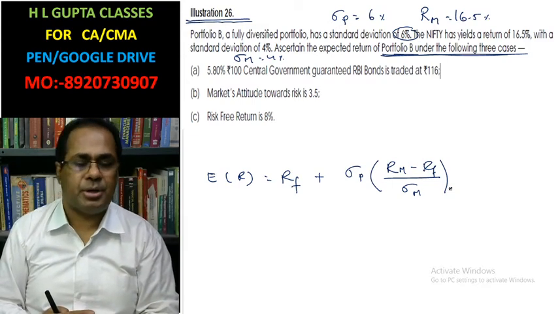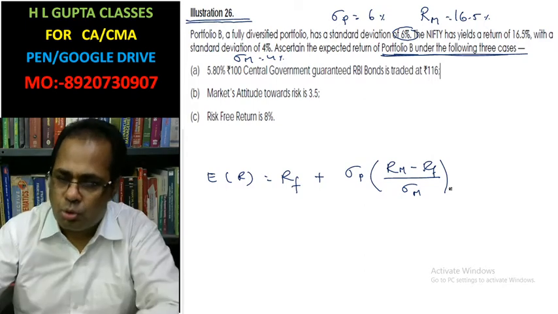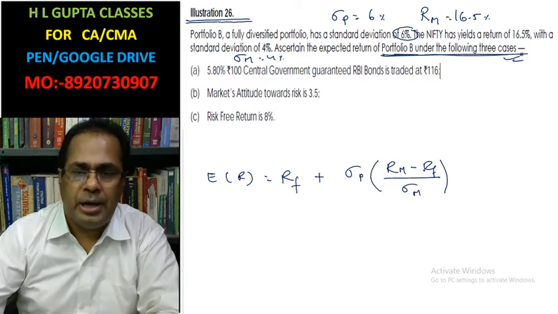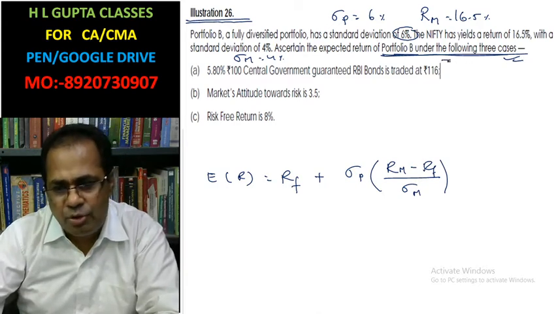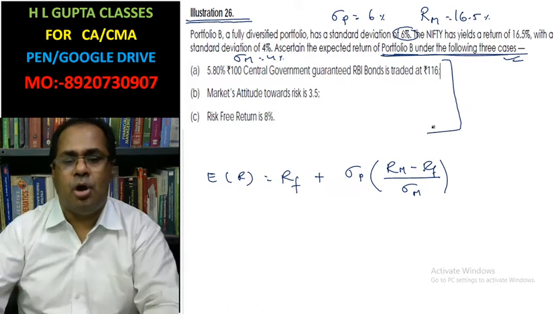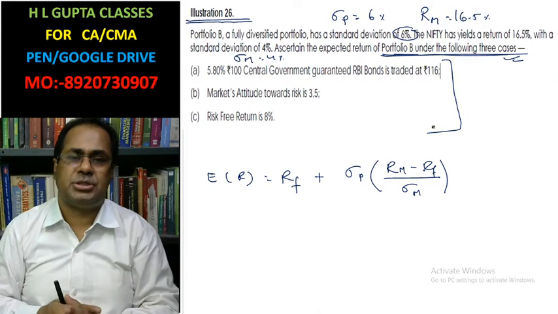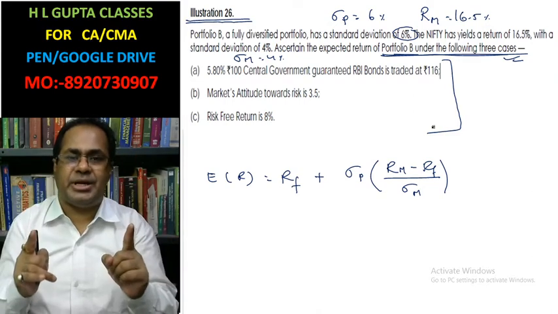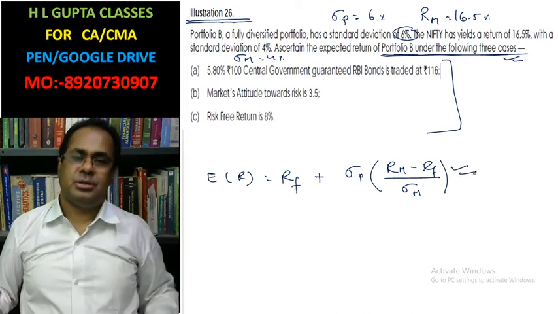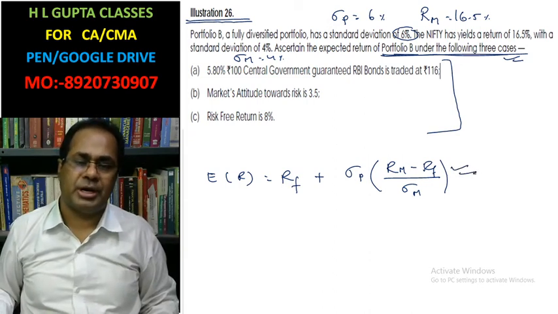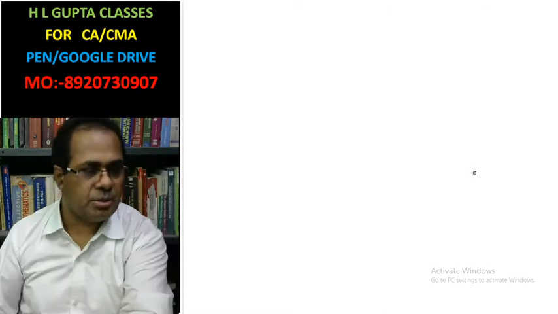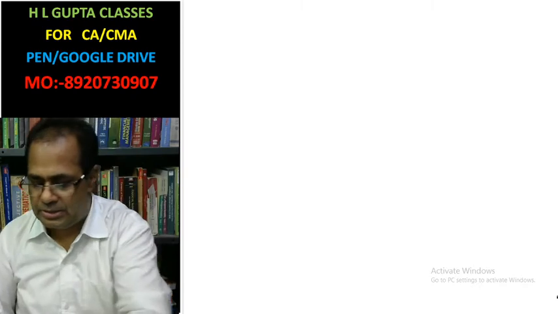This is said to be the capital market line. But in the question, the risk-free rate of return is not given, and three pieces of information are given for calculating the risk-free rate of return. On the basis of that information, you calculate the risk-free rate of return, and then you calculate expected return as per CAPM on the basis of total risk. Do you understand? Okay.